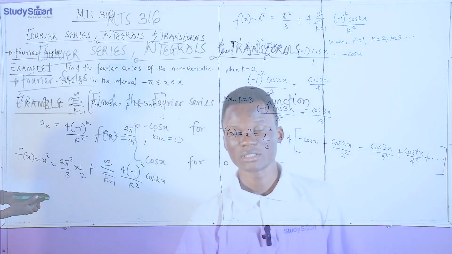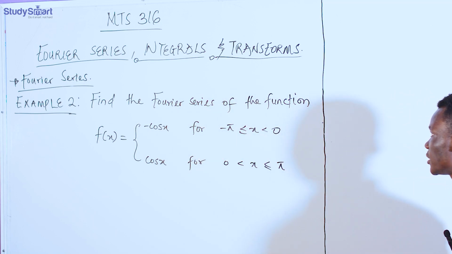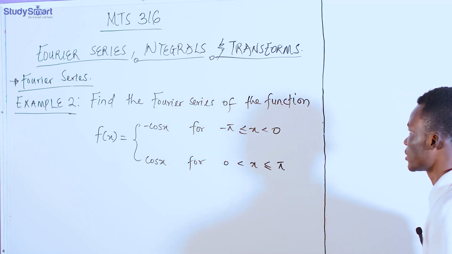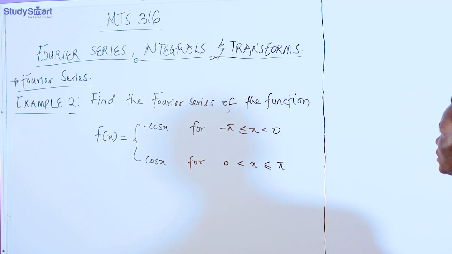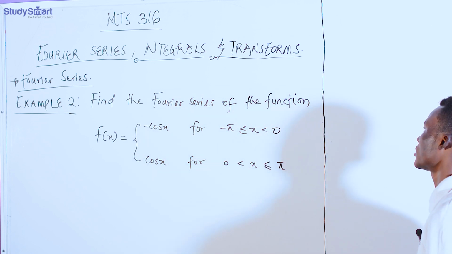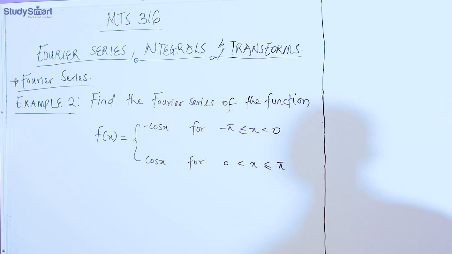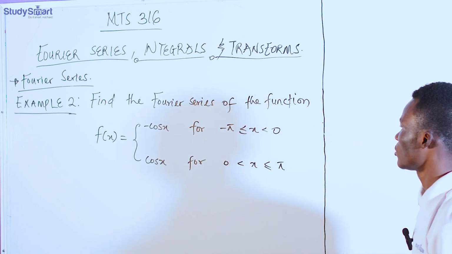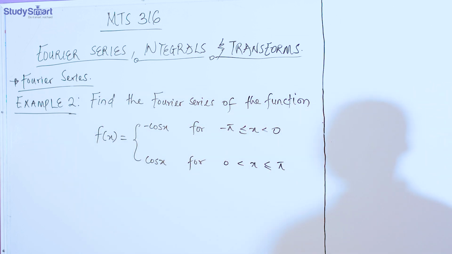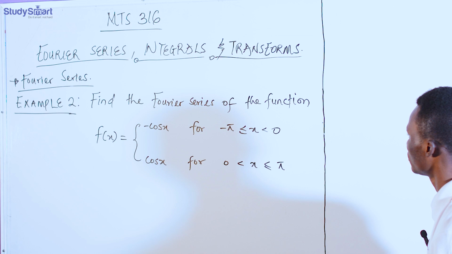Example 2, where we have: find the Fourier series of the function f of x equal to minus cos x for minus pi less than or equal to x less than 0, and equal to cos x for 0 less than x less than or equal to pi.